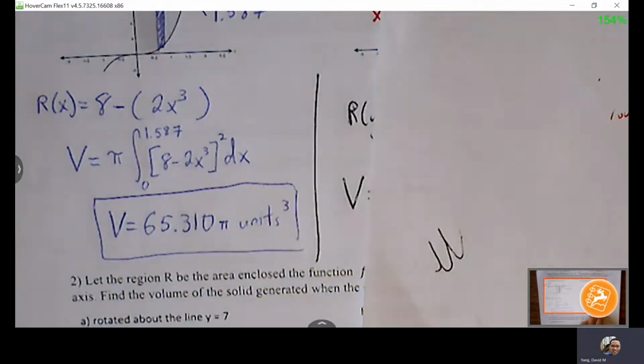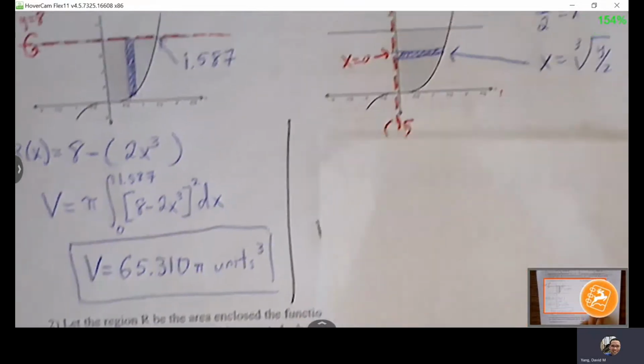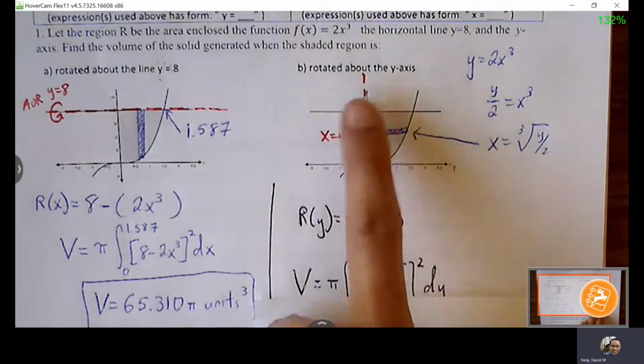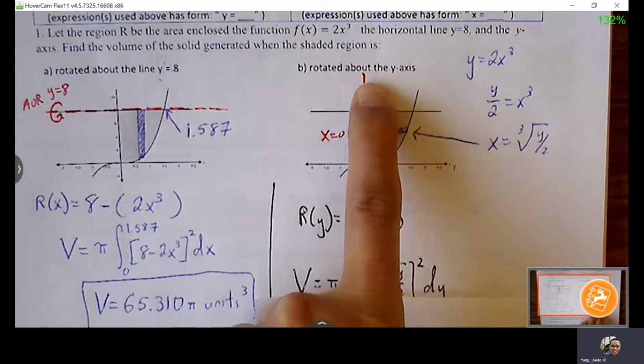Okay, did we finish part B? We did. Okay. I'm still going to run through it though, trying to make sure that we know where we are. Okay, so part B, we're rotating about the y-axis.